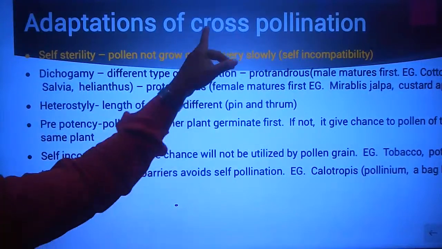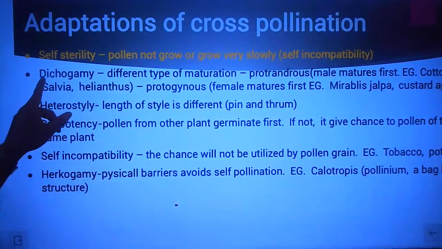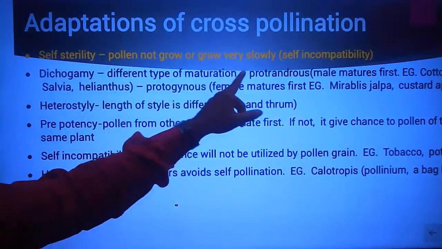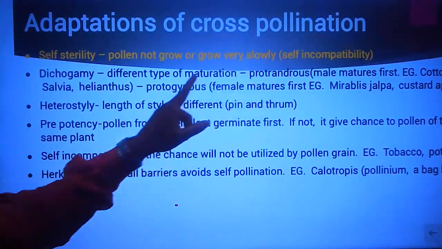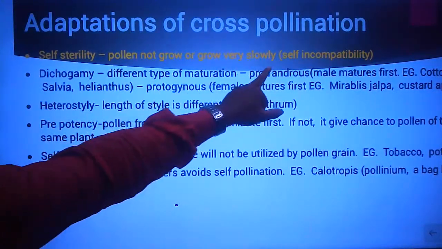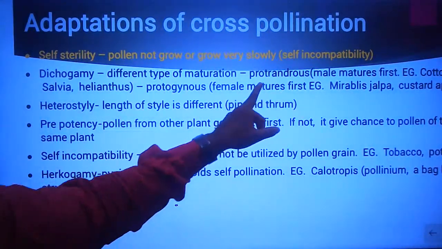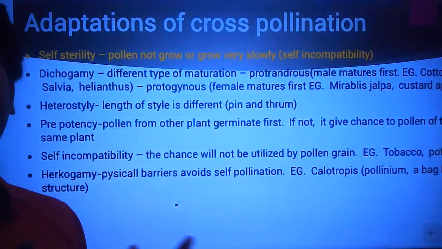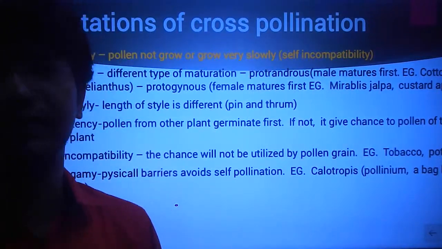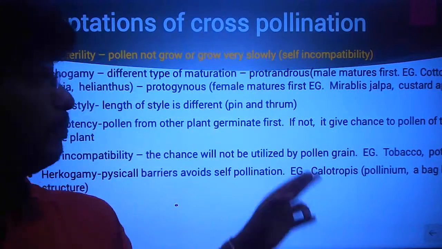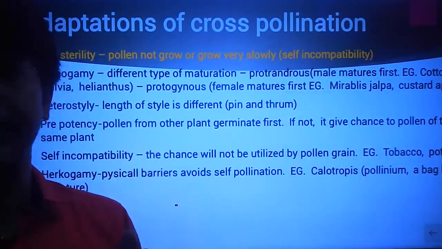Dichogamy, the second adaptation. Guys, we are discussing cross-pollination adaptations. Now take dichogamy, where there are different types of maturation. It may be called protandrous or protogynous. What is protandrous and what is protogynous? Protandrous, where the male matures first. You can ask me, sir, what happens if the male matures first? What happens if the female matures first? The time factors are different, but the term we give is that the male in the flower, the anther, is maturing first.